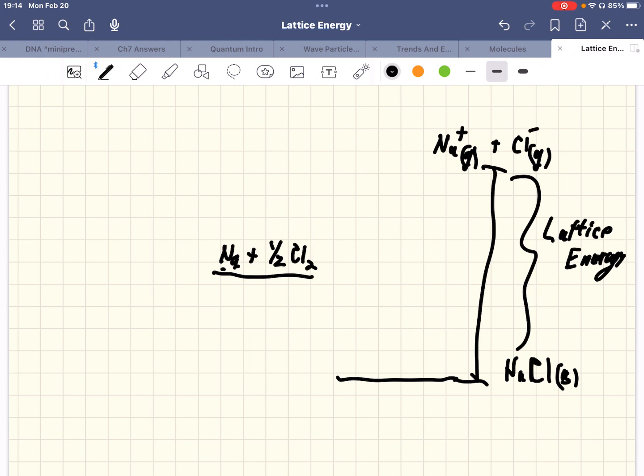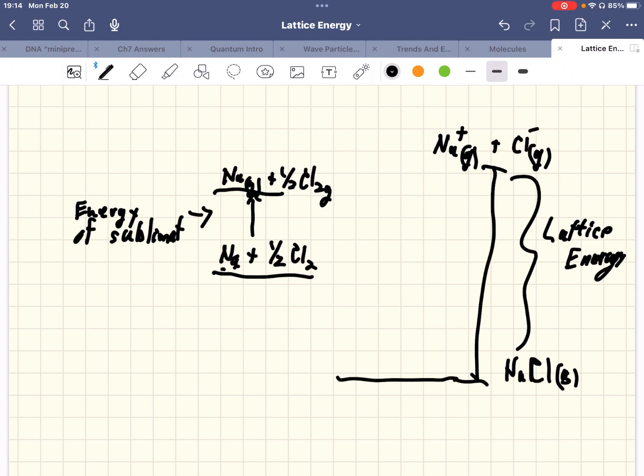So let's look at the steps we might go through. So let's say first thing we're going to do is we're going to make this Na gas plus 1/2 Cl2 gas. And that's the energy of sublimation. Sometimes you'll take it through two steps, to liquid and then to gas. And obviously that's going to be a positive. I'm going to have to heat that up. Okay, and then I'm going to need to break the Cl2 into two individual Cls.